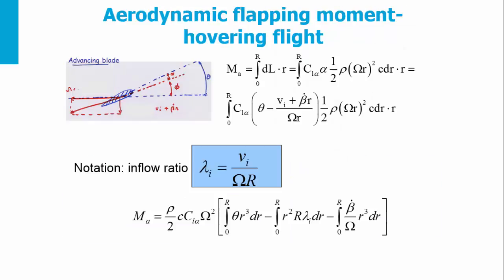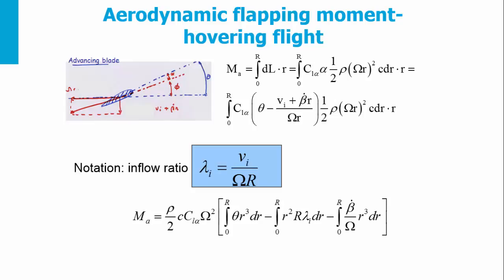Now going back to the aerodynamic moment. For a hovering helicopter, the aerodynamic moment can be quite easily derived. We have just to perform this integral. Recalling the definition of the lift, we see that we have to know the angle of attack of the blade and the velocity of the blade.